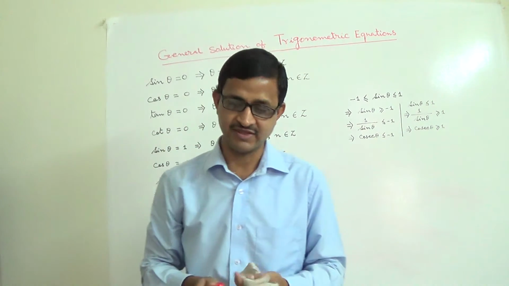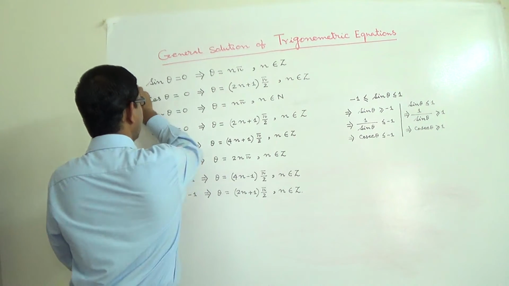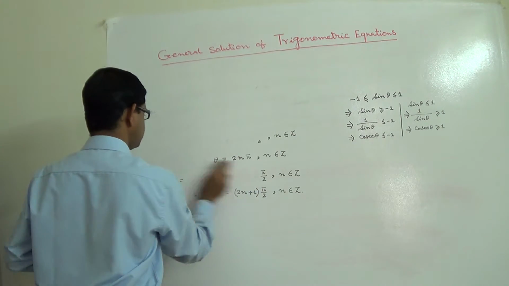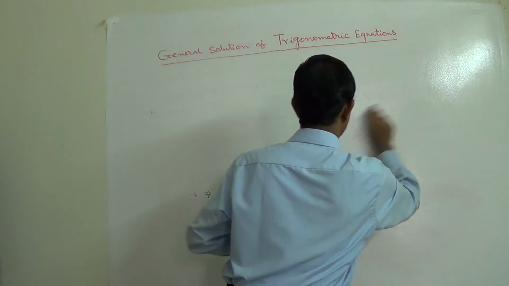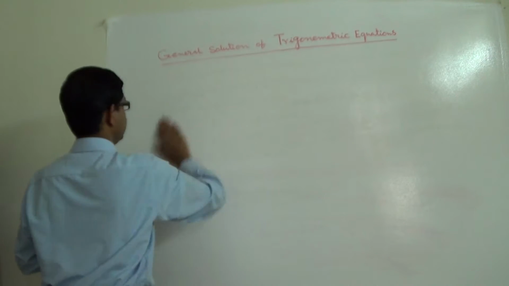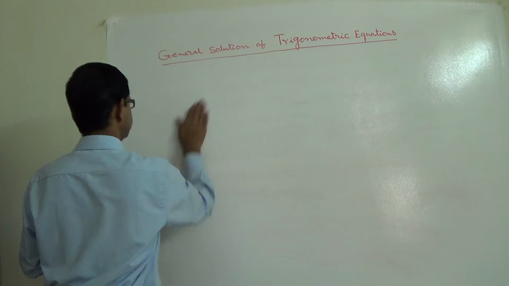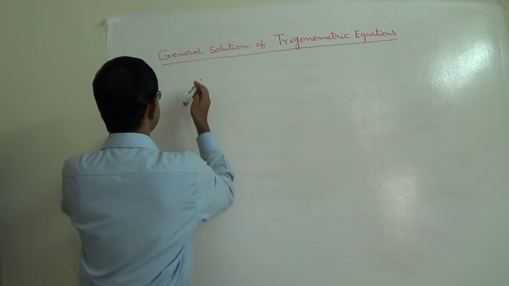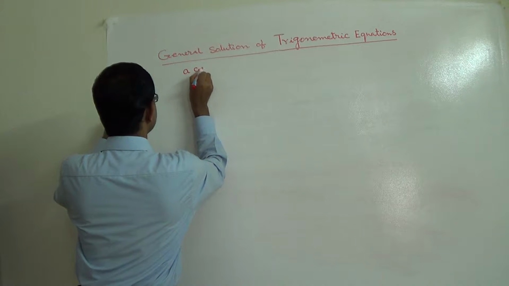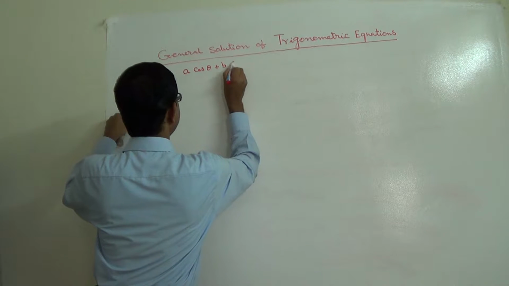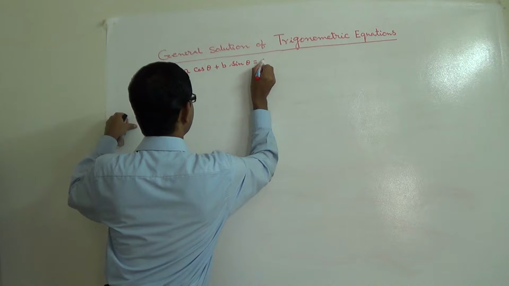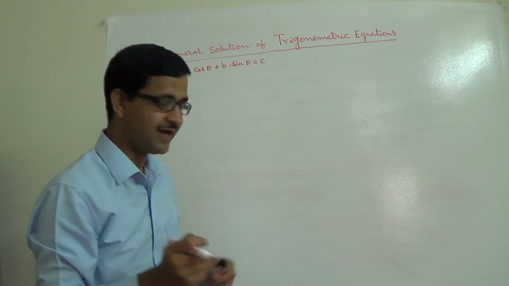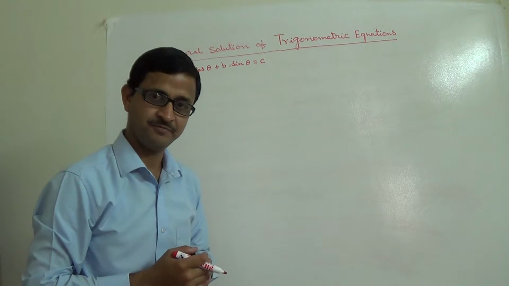Now we are going to discuss the trigonometric solution of an equation like a cos theta plus b sin theta equal to c. So what is the equation? The equation is a cos theta plus b sin theta is equal to c, where theta is the unknown variable whose value we are going to compute, and a, b, c are real numbers.